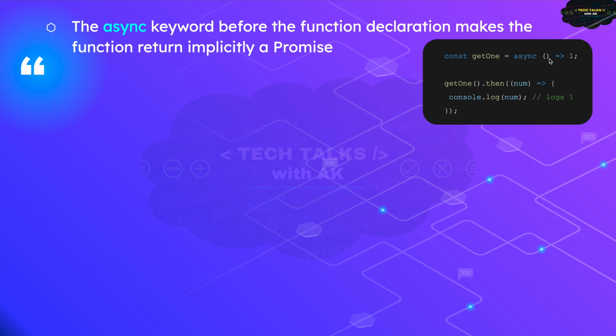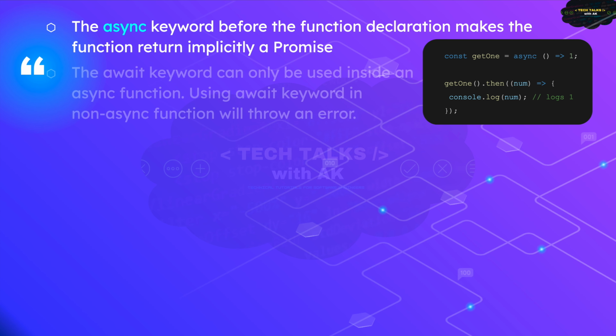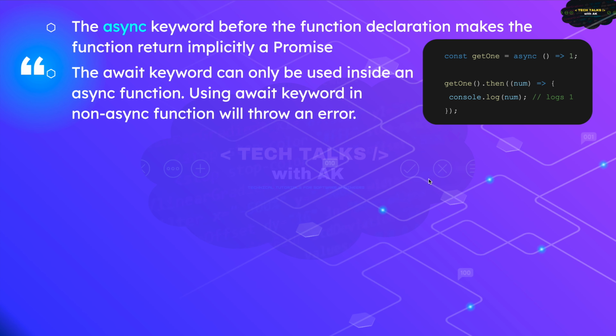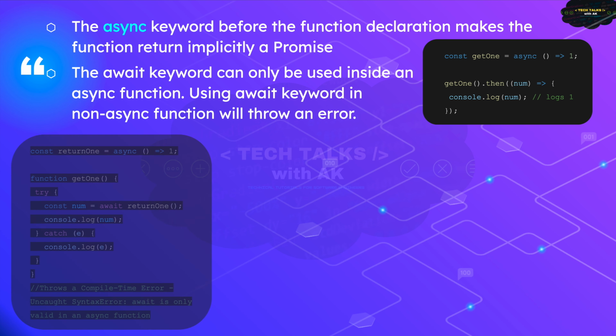Example, async function getOne returns 1. If we say getOne().then(num), it logs 1 because the async keyword implicitly makes it work as a promise. The await keyword can only be used inside an async function. Using the await keyword in a non-async function will throw an error.